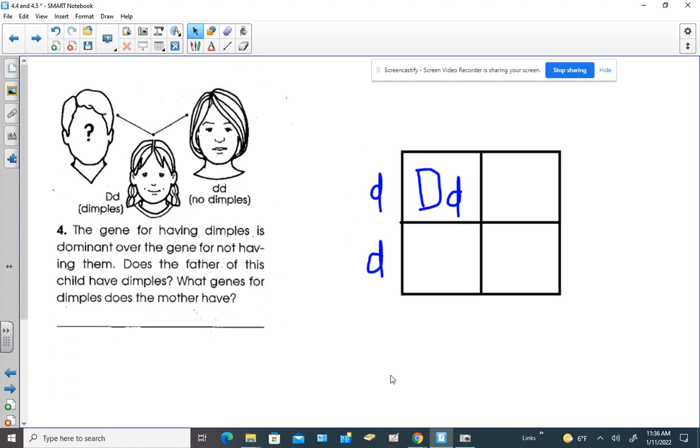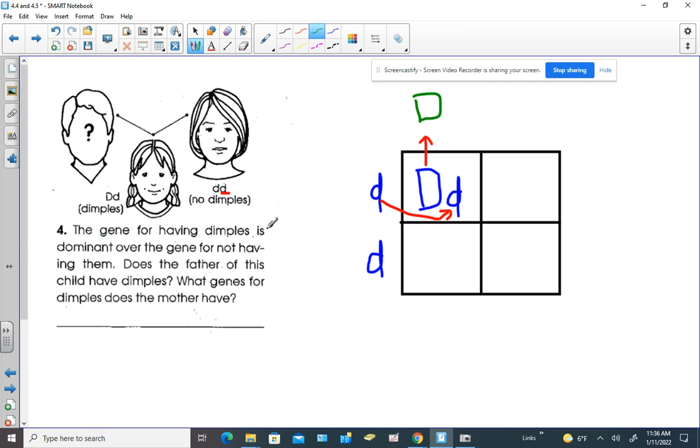The gene for having dimples is dominant over the gene for not having them. Does the father of this child have dimples? What genes for the dimples does the mother have? So again, we know mom. Mom is lower. We don't know dad, but we do know the child. So if this allele right here, if this one came from mom, that means this one came from dad. So dad has to have that dominant allele.